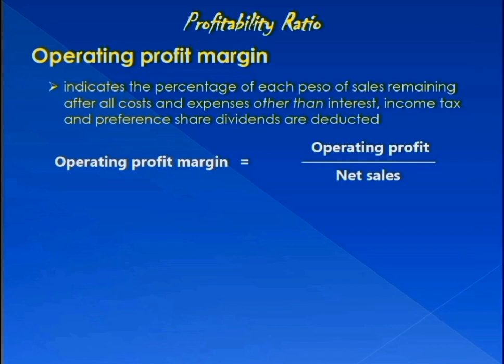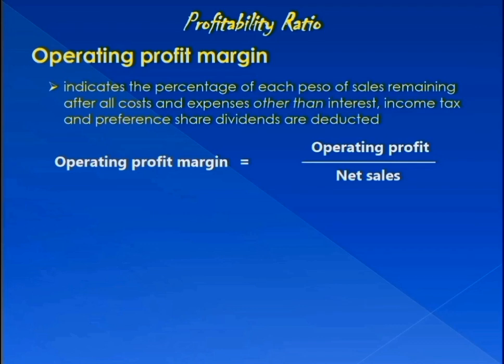Or in other words, this ratio indicates the percentage of each dollar or peso of sales remaining after deducting the cost of sales or cost of goods sold and operating expenses. Because recall that operating profit is computed by subtracting the cost of sales and operating expenses from the net sales. Now, how much is the operating profit of Elizabeth?